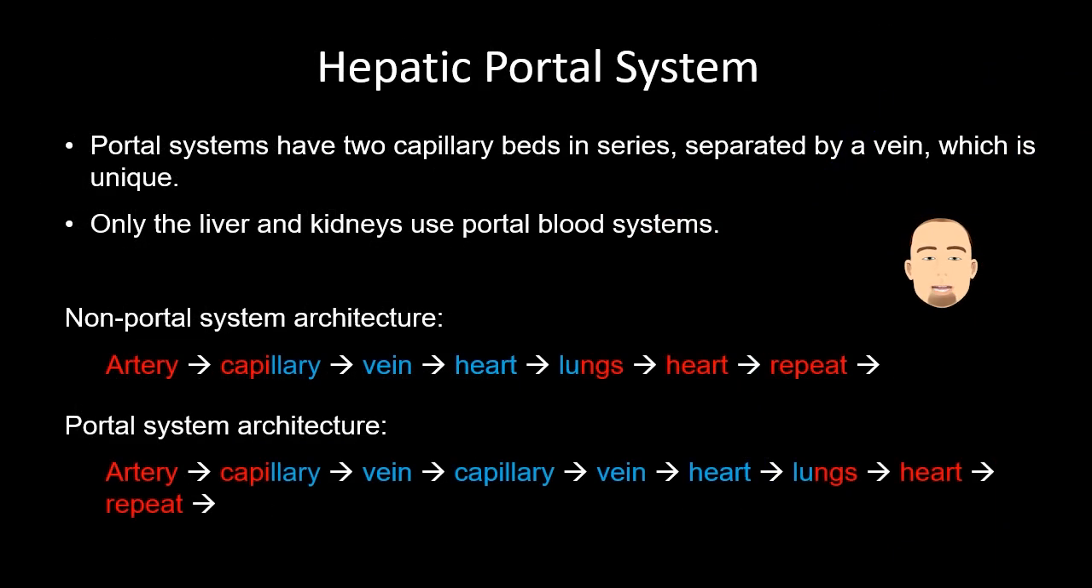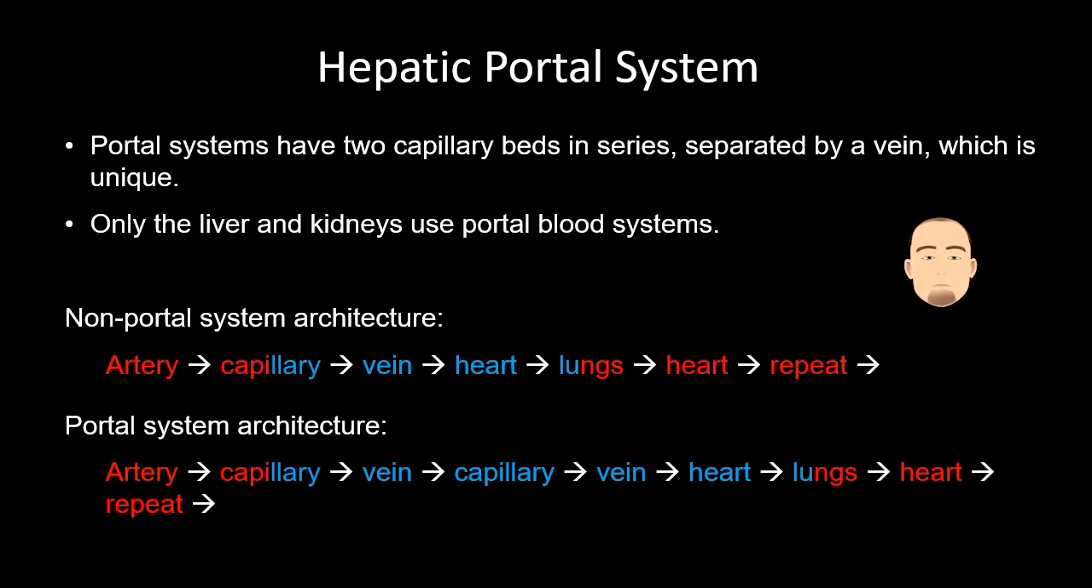The hepatic portal vein is part of the portal system, which is a rare type of system found in the body only used by the liver and kidneys. The typical non-portal blood vessel architecture starts with arteries, then smaller arteries called arterioles, which are not shown here, then capillaries, then veins before going back to the heart. And that would be all represented on this top line here. Okay, so that's your normal situation, for the majority of your blood vessel and capillary beds in the body.